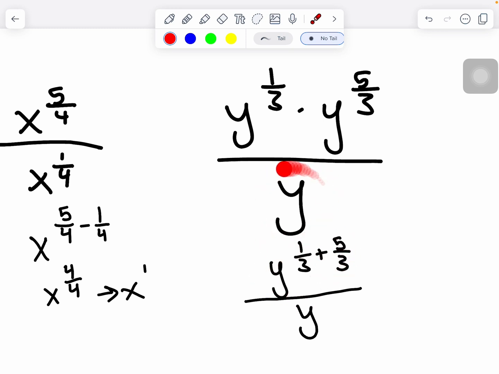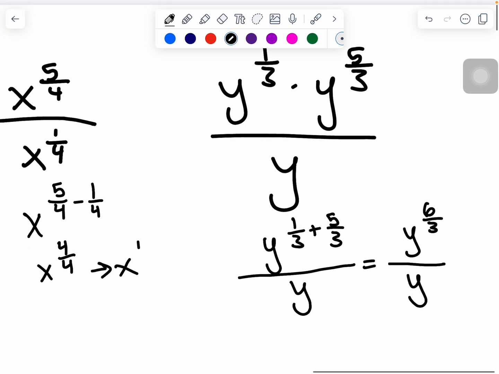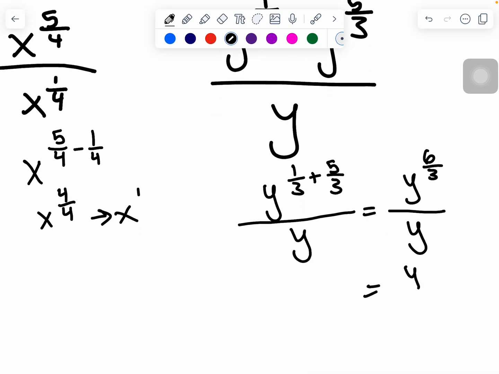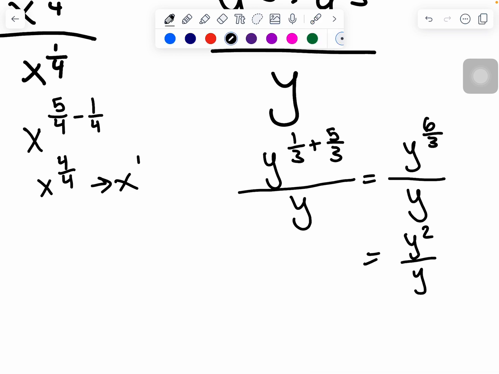We still have to deal with our denominator. Okay, so I'm going to simplify my numerator real quick. We have y to the 6 over 3 divided by y. Now, 6 over 3 just simplifies down to 2, so we have y squared divided by y. Now, if y does not have an exponent on it here, it is an implied power of 1. So we would just have y to the 2 minus 1, which is just y to the first, or just y, depending on your preference, okay?